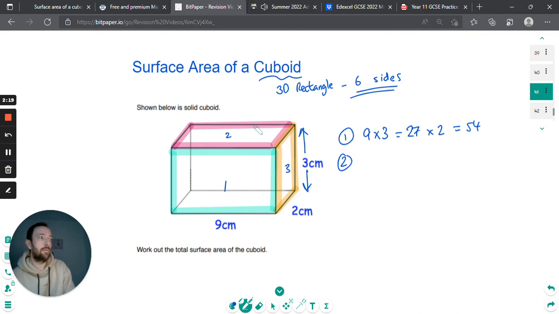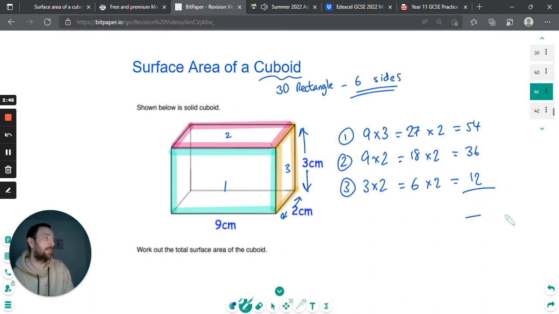Similarly, for side 2, it's going to be 9 wide and 2 deep. Okay, it's got a width of 2. So 9 times 2 is 18. And I'm going to double it because for every top, there's a bottom. So the bottom one is also going to be 9 times 2. So that'll be 36. And then for the orange side, side number 3, again, for every one side on this side, there's one on the other side as well. So I'm going to double it in a second. So 3 times 2 is 6. I'm going to double it, and that'll give me 12.